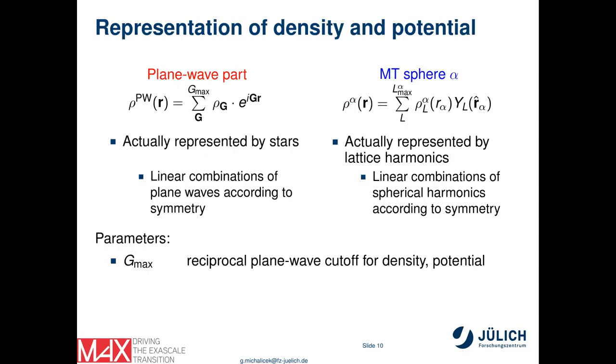So now let us briefly discuss the representation of the density and the potential. Analogously to what we have for the wave functions, the density and potential also have a plane wave part, and so this is some conventional plane wave expansion. And we have some muffin-tin part, which consists of radial functions times spherical harmonics again, and actually it is slightly more complicated because we don't use plane waves, but we use so-called stars, and these are symmetrized plane waves that actually already have the symmetry of the unit cell that we want to describe. And similarly for the muffin-tin description, we don't have spherical harmonics but lattice harmonics, and these are also symmetrized functions.